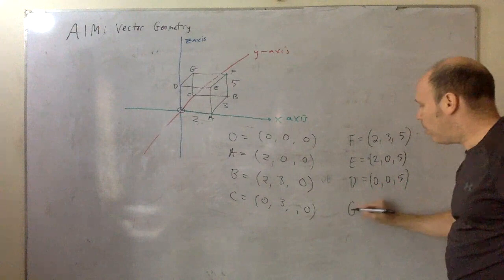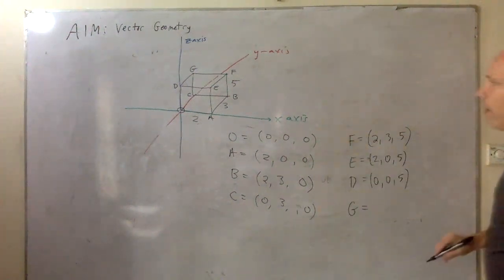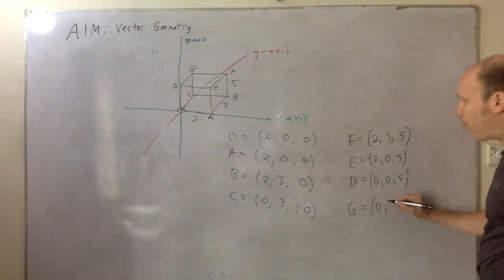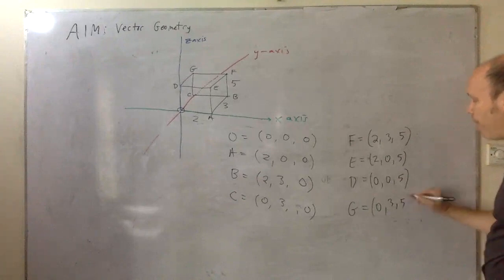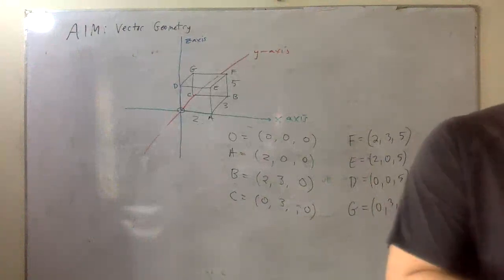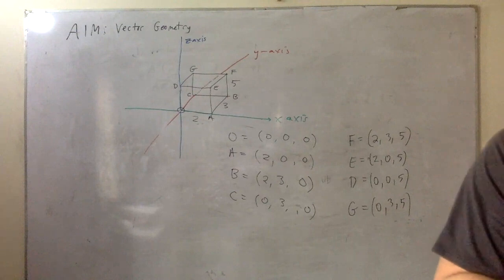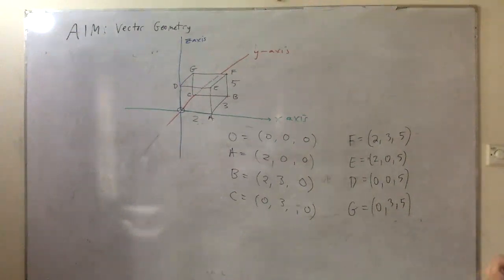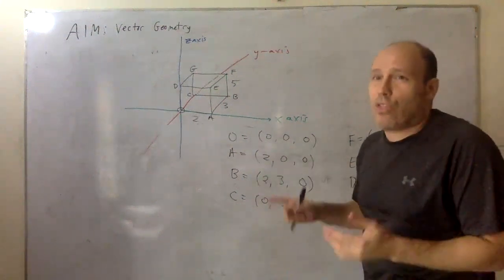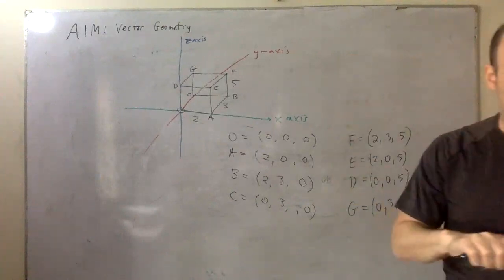Last point, G. What do you think? Well, I'm not going left or right. I have to go back 3, and I have to go up 5. And so this is how we represent points in 3 space. Well, now what we can do is we can represent these all as position vectors in 3 space. So as position vectors, I'll do it in red.